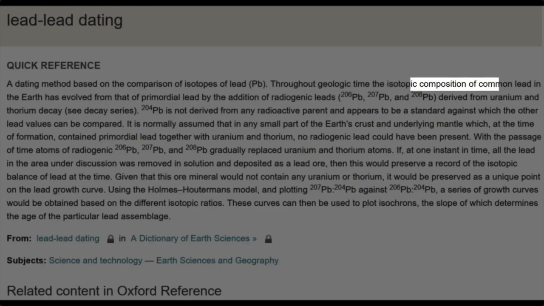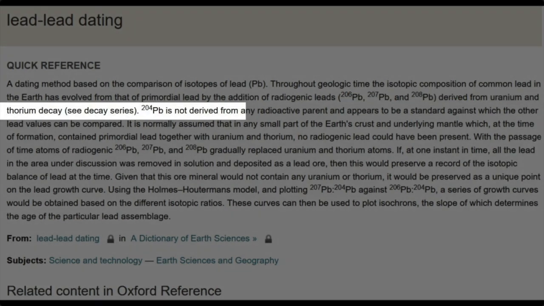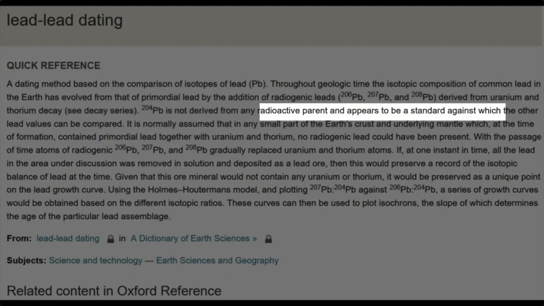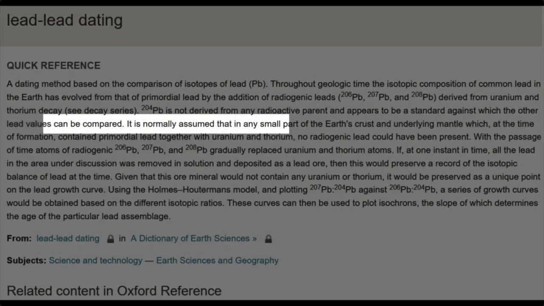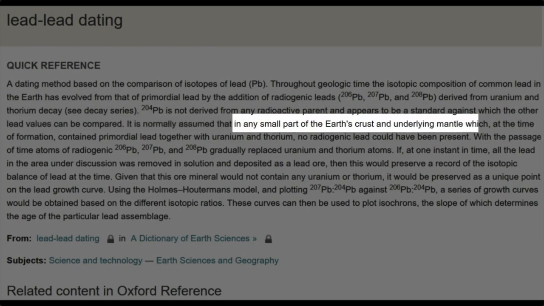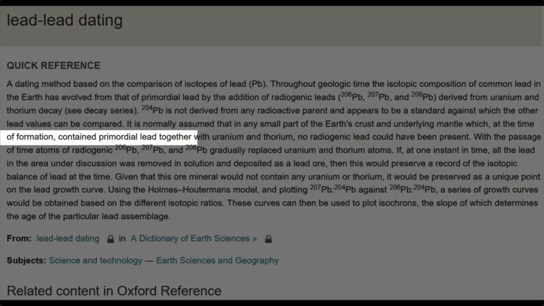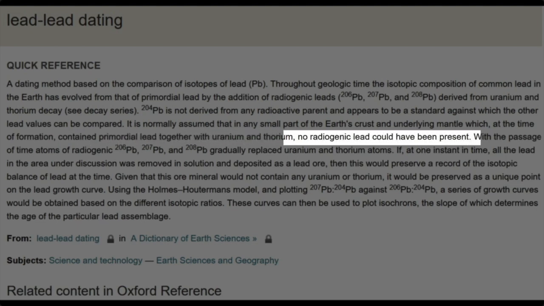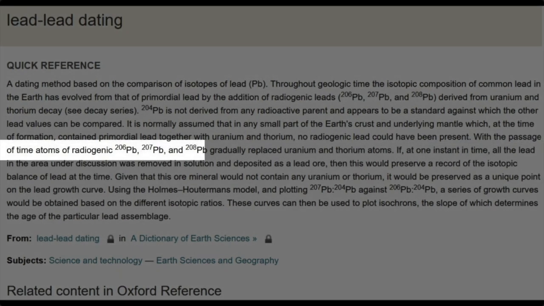Throughout geologic time, the isotopic composition of lead in the Earth has evolved from that of primordial lead by the addition of radiogenic leads, lead 206, 207 and 208, derived from uranium and thorium decay. Lead 204 is not derived from any radioactive parent and appears to be a standard against which the other lead values can be compared. It is normally assumed that in any small part of the Earth's crust or the underlying mantle, which at the time of formation contained primordial lead, together with uranium and thorium, no radiogenic lead could have been present. With the passage of time, atoms of radiogenic lead, 206, 207 and 208, gradually replaced uranium and thorium atoms.